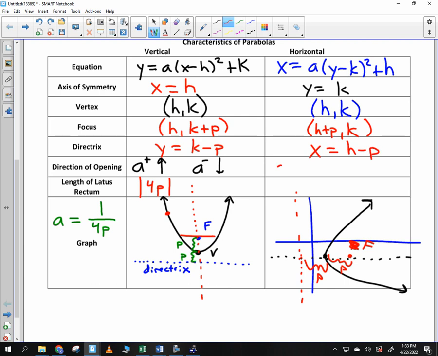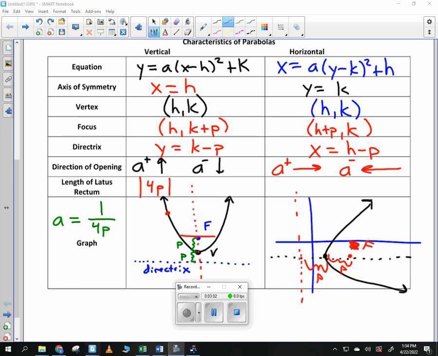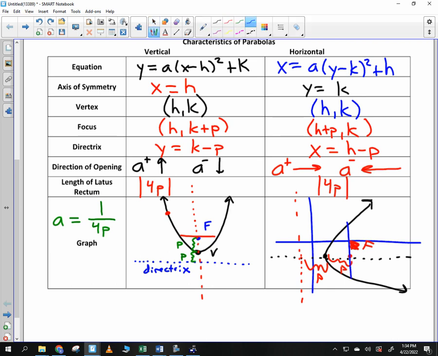The direction of opening, if a is positive, which direction do you think it opens? It opens to the right. And if a is negative, it opens to the left. Okay, so if a is positive, opens right. If a is negative, opens left. Length of latus rectum, absolute value of 4p. And remember, the latus rectum is that segment. It travels through the focus point, and it decides how wide we spread the parabola. Okay.